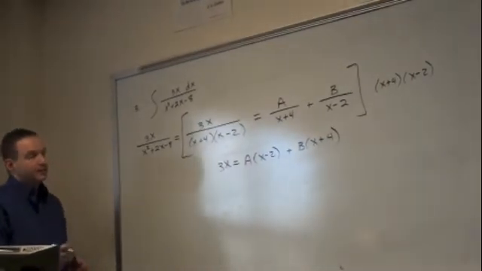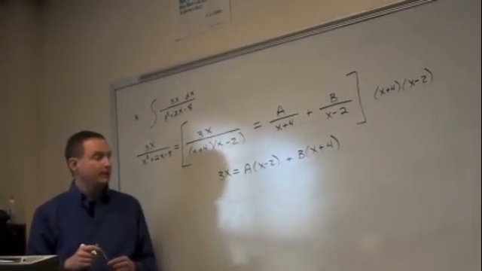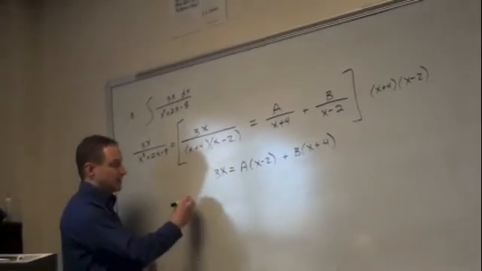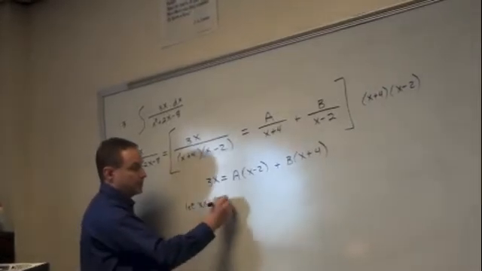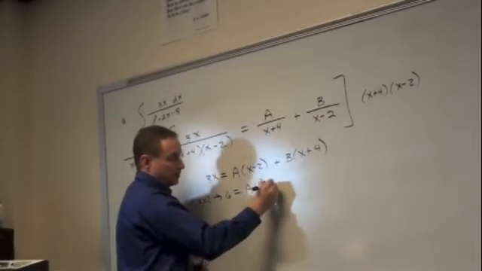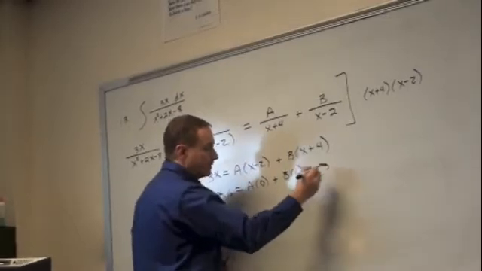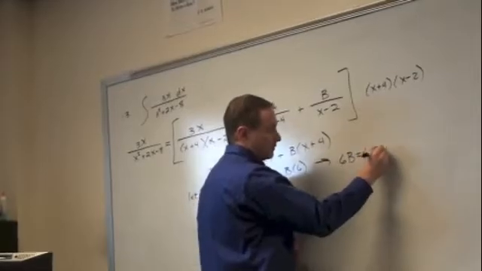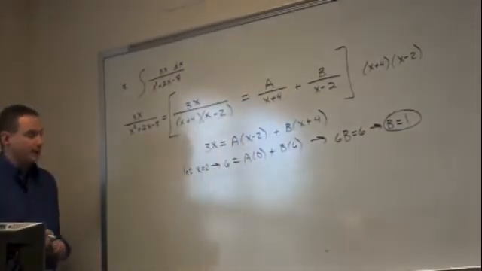So now at this point, if you wanted to solve for b, what value of x would you put in to get rid of a? 2. There you go. So I'd say let x equal 2. 3 times 2 is 6. It's going to be a times 0 plus b times 2 plus 4, b times 6. This is giving me 6b is 6. So b is 1. That's going to be part of my answer.